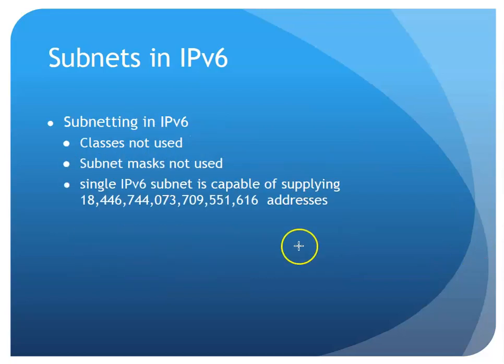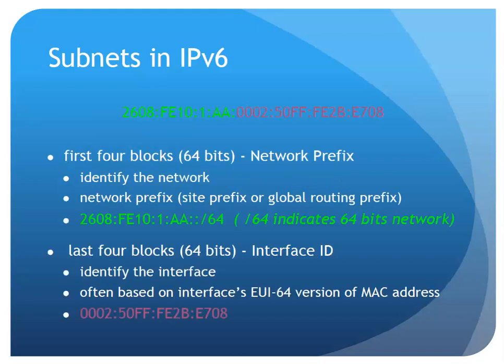So with IPv6, we do need to remember a couple things. Hopefully you remember this from Chapter 3. Classes are not actually used for IPv6. There is no class A, B, C like we had with IPv4. Subnet masks are not used. We don't have the 255.255 kind of thing like we did with IPv4. And a single IP subnet is capable of supplying this many IP addresses. So we have a lot to work with. We don't have such the concerns like we did with IPv4.